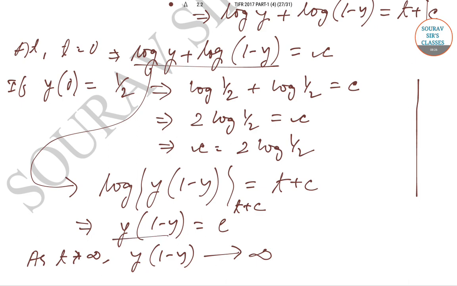So if this is the case, we can write that the limit of y of t as t tends to infinity does not tend to 1, and the statement that the limit of y t as t tends to infinity tends to 1 is false.